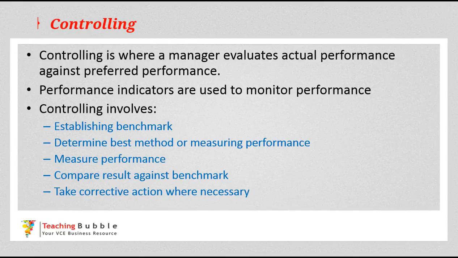We've gone through planning, organising and leading, and now we have the C in POLC, our acronym POLC, which is controlling. And controlling is where a manager evaluates actual performance against preferred performance. It's a way of monitoring and evaluating performance. This is where we use performance indicators. Think back to area of study 1, we went through performance indicators. This is where we can use those performance indicators.